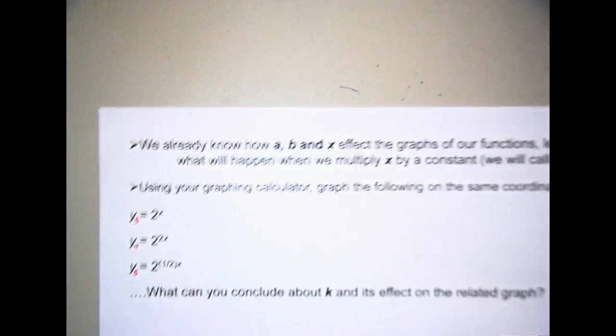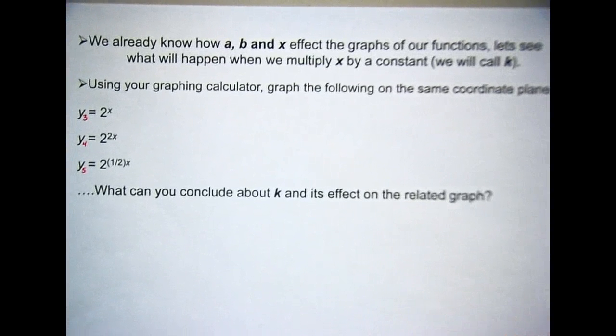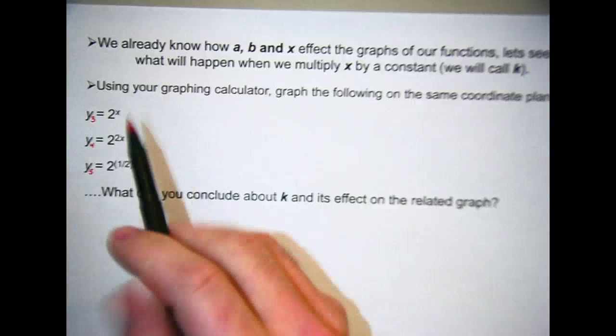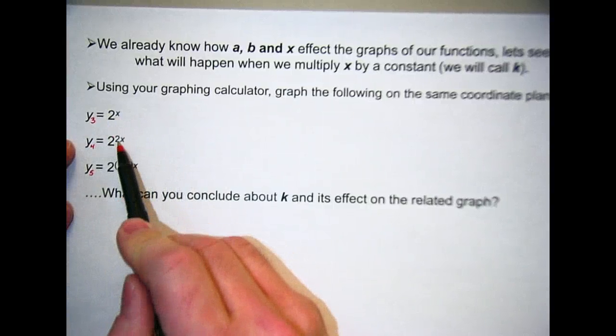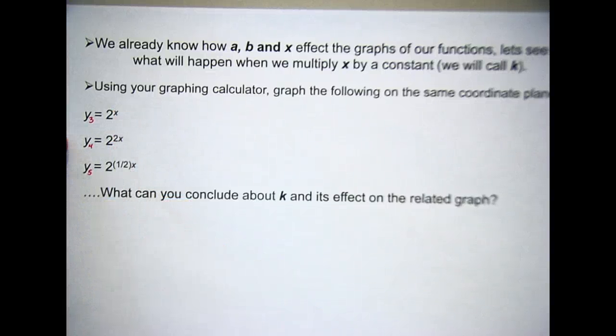All right. So we've got a down. We know b and we know x. Okay? The next thing we want to do is see what happens when we put a number, or an accelerator, in front of our x. We're going to call that our constant term.